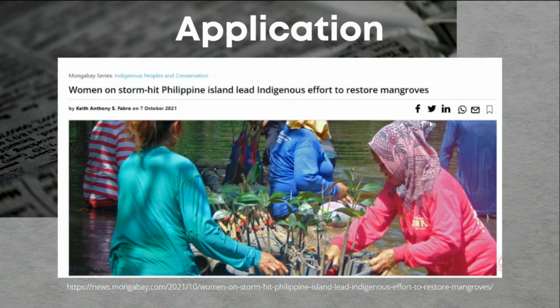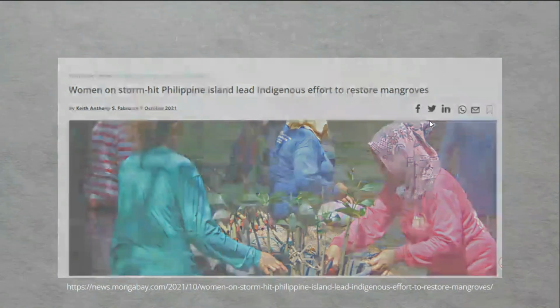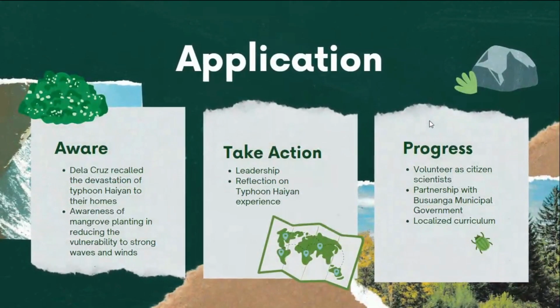This real-life scenario is about a woman, de la Cruz, who led the indigenous peoples to restore mangrove trees. So in the first step, she became aware of her typhoon experience and also the benefits of mangrove planting to their community. Then, she took action to lead the planting with the community through a short reflection. As the action progresses, you can see that some volunteered as citizen scientists. They partnered with the municipal government to increase the force and also create a localized curriculum for imparting knowledge about mangrove systems. Do you see the big picture?